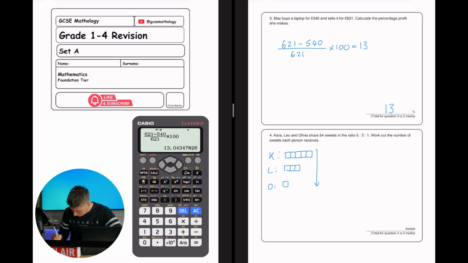In total we've got 54 sweets. So to find out how much 1 block is worth, we're going to do 54 divided by the number of blocks. The number of blocks is 9, so 54 divided by 9 is 6, so each block here is worth 6. So to find out how much each person receives, we've got Cara that receives 6 multiplied by 5, which is 30, Leo, which is 6 multiplied by 3, which is 18, and then Olivia receives 6.